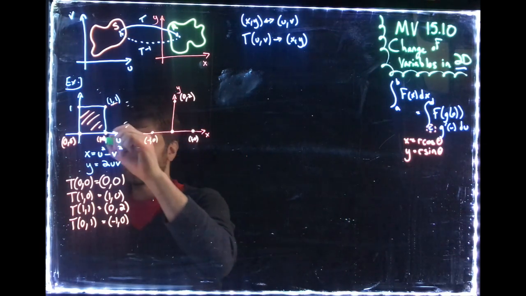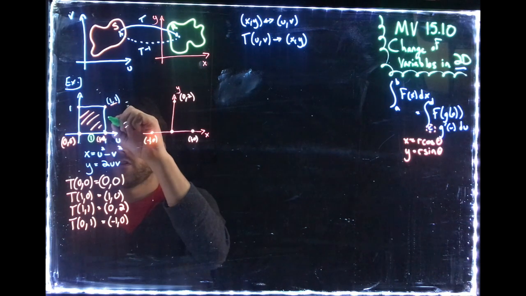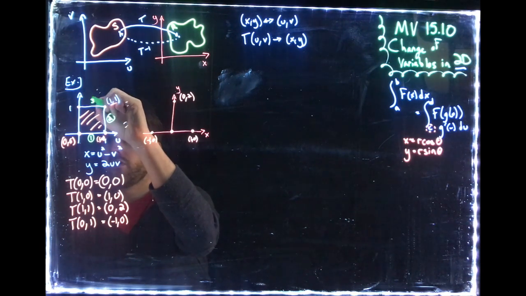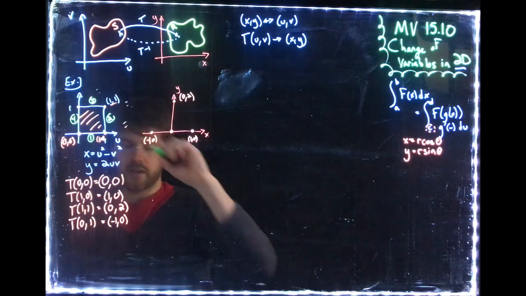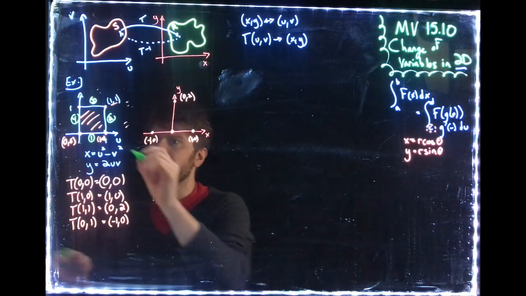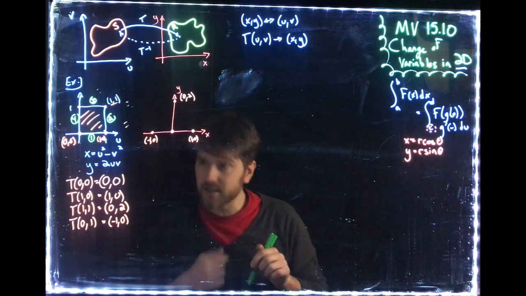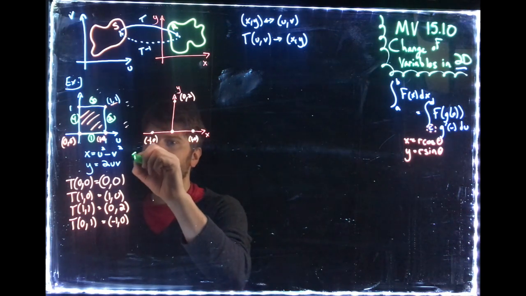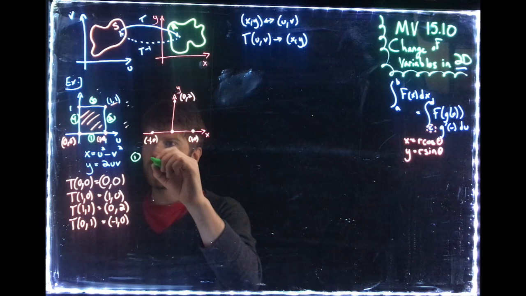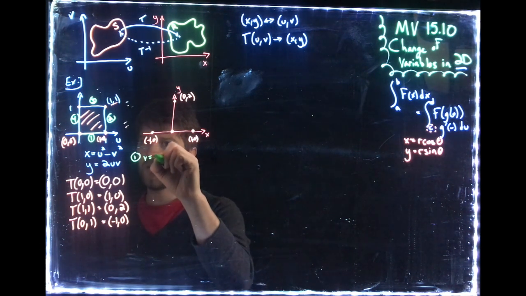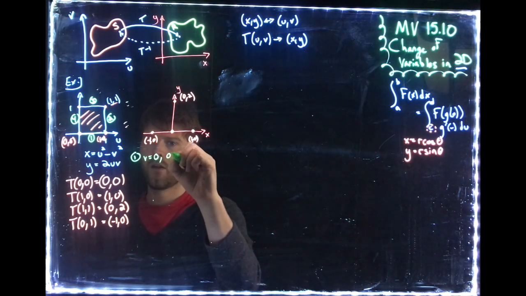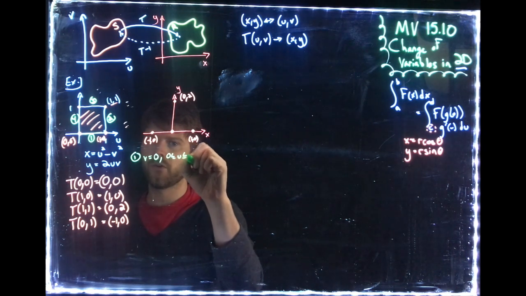So we're going to look at side 1, 2, 3, and 4. And I guess I will probably do these in different colors. So let's look at side 1 right here. What is side 1? Side 1 here is on the u-axis, so this is going to be v equals 0 with u between 0 and 1.